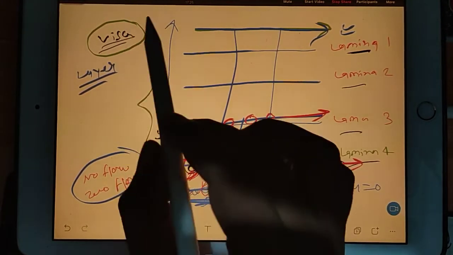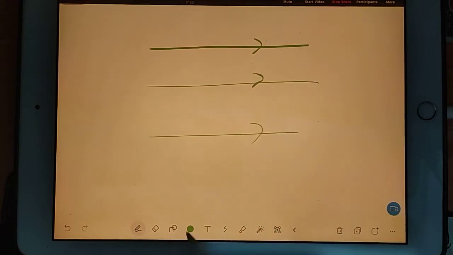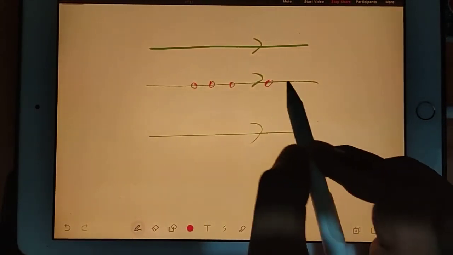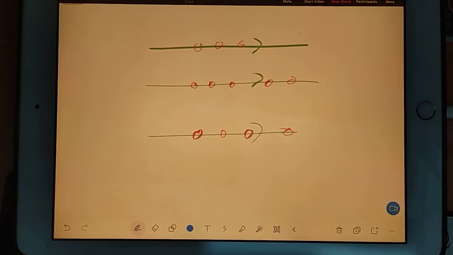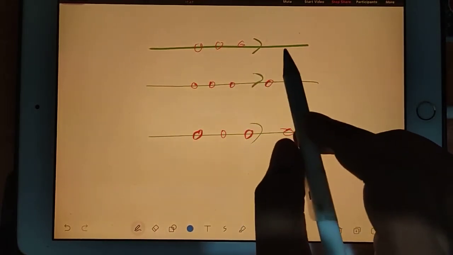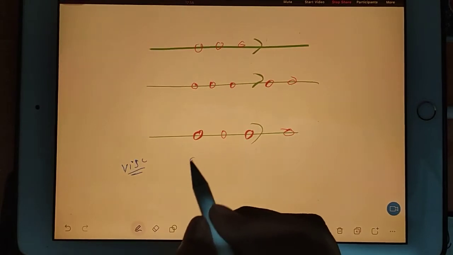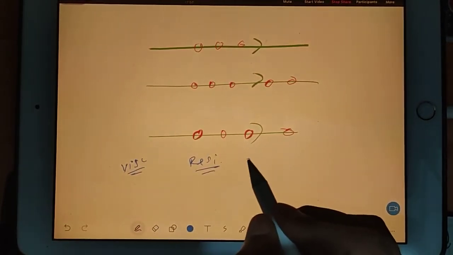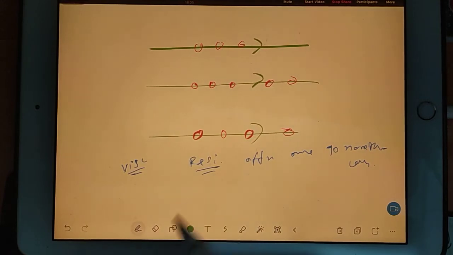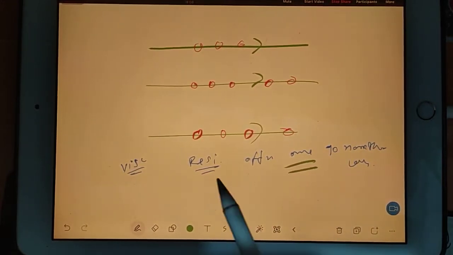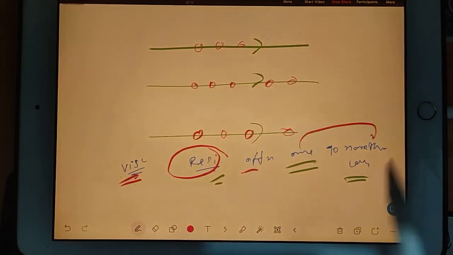Now here I am just trying to say what the meaning of viscosity is. Viscosity means whenever layers are flowing, every layer is nothing but molecules, so every molecule will try to attract each other. If molecules attract each other, then of course they will offer resistance to each other's motion. So this viscosity is nothing but resistance. What kind of resistance? Resistance offered by one layer to another layer. Now you cannot say which layer is giving more resistance to which layer. The main fundamental is that viscosity is nothing but resistance offered by one layer to another layer.